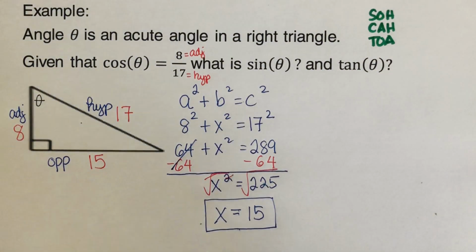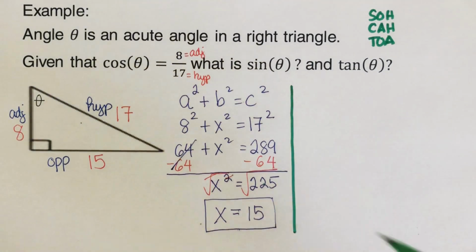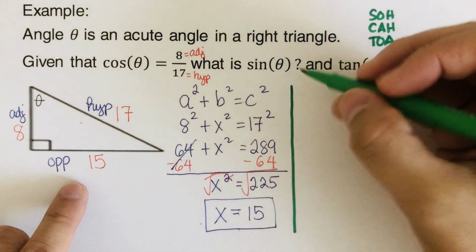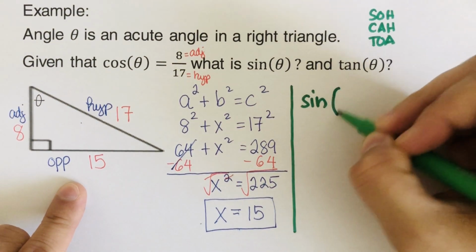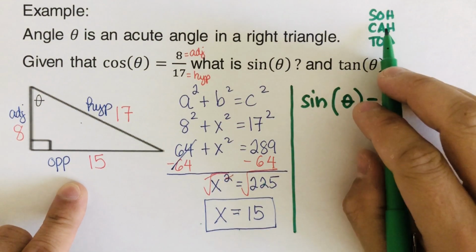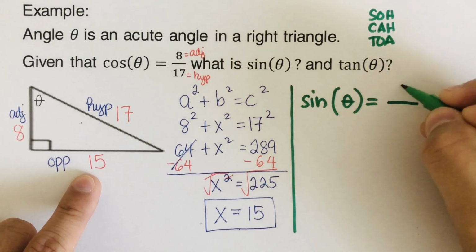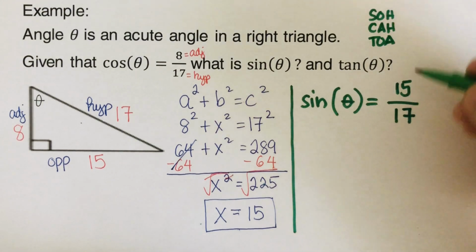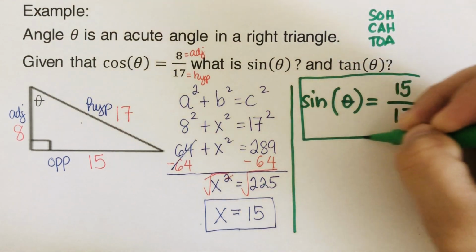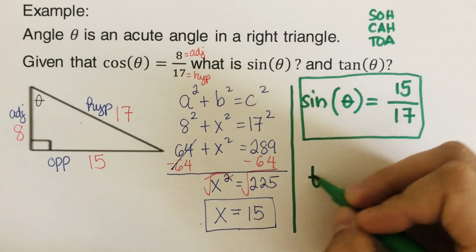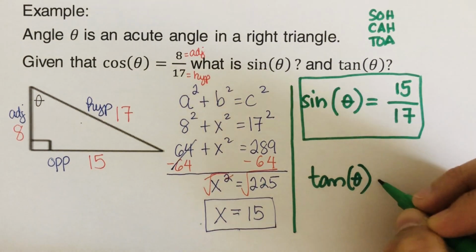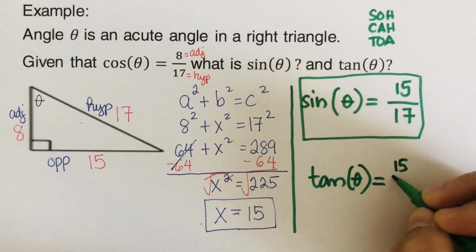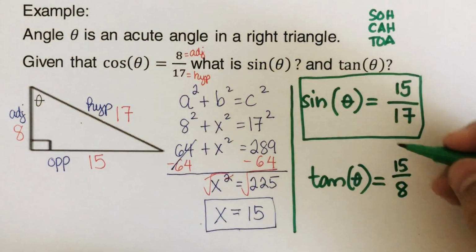From here, we can get the values. Sine theta is equal to opposite 15 over hypotenuse 17. So 15 over 17 is sine theta. Now let's do the other one, tangent theta. Tangent is TOA, opposite 15 over 8, which is the adjacent.